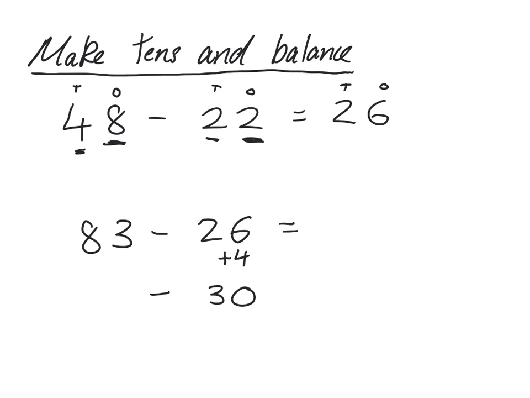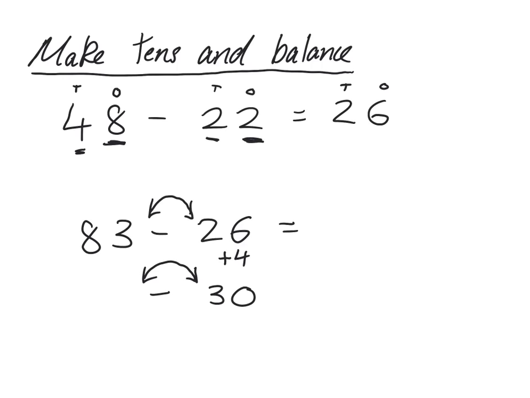It's important that we balance it on the other side. We've changed the 26 to 30. All subtraction is the amount of numbers in between the 26 and the 83. That's the answer. Now, if I change my 26 to 30, I have to change my 83. Otherwise, the difference between the two numbers won't stay the same, and I'll get the answer wrong.